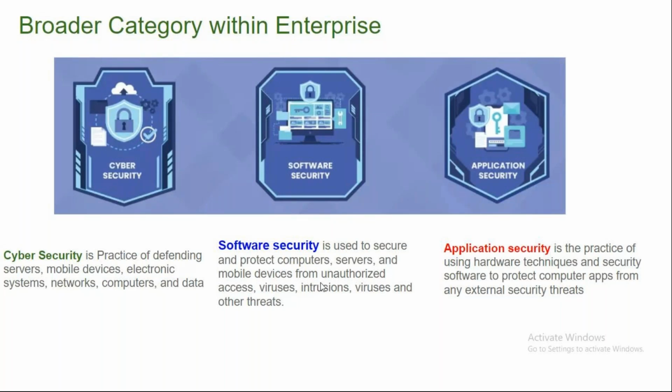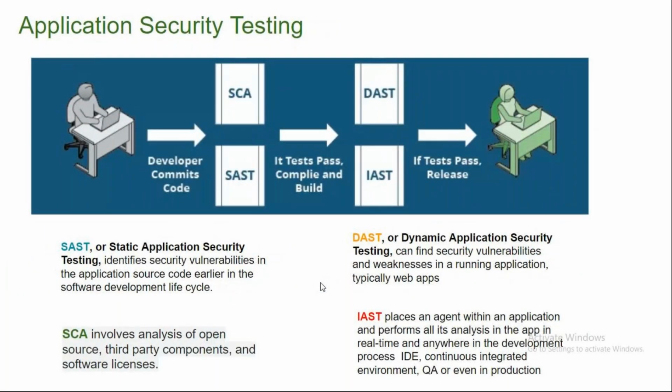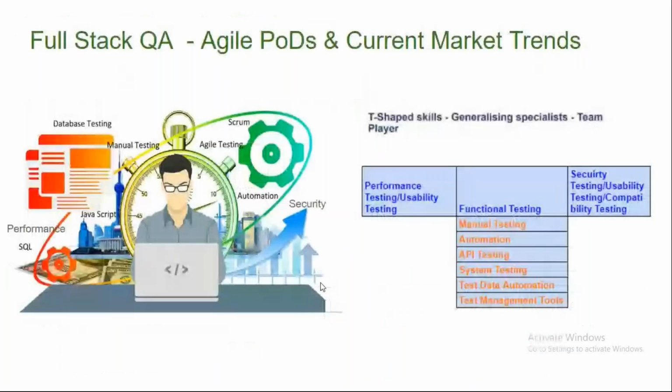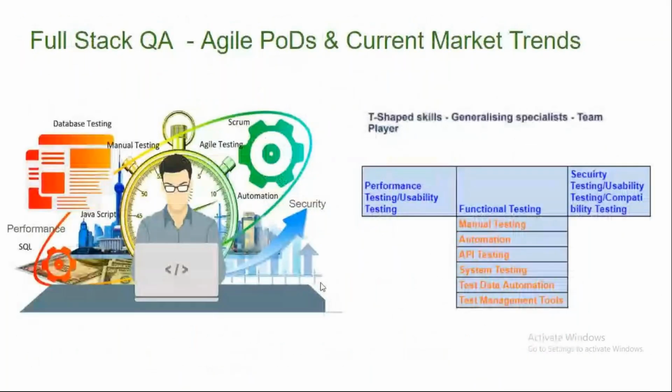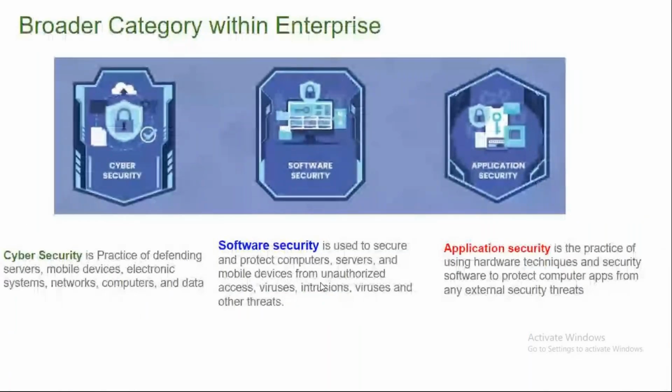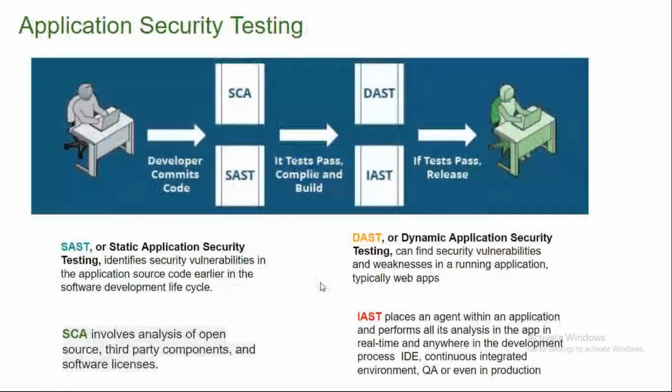Just understand these terminologies, because after learning this course, when you go and talk about these things, or when you hear something, you should be able to differentiate what the expectation is. Are you going to be part of a cybersecurity team? Are you going to be part of the application security team? So you should know that boundary. If you see here, we started from functional, non-functional, and then security. And in security, you have all these categories: cyber, software, and application. In application security itself, there are again multiple types of testing.